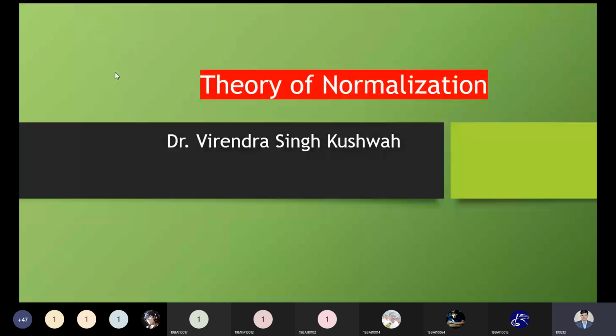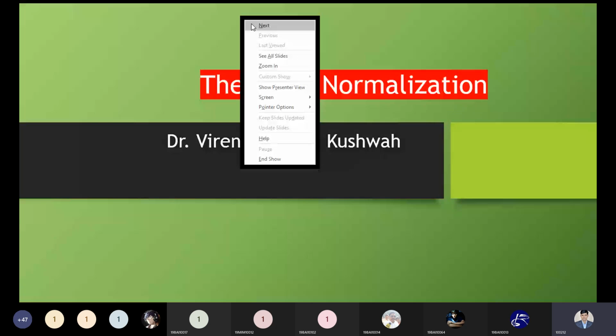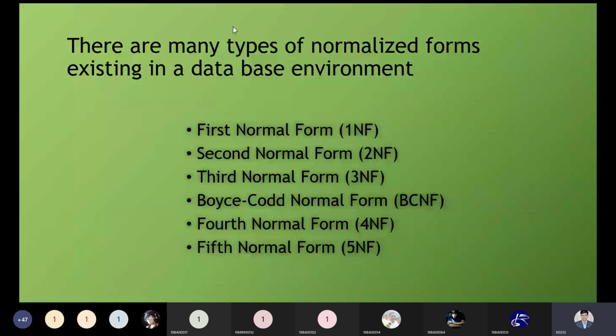We have some very important points here. We have the various relations, and from this point you can start understanding all the concepts properly. There are many types of normal forms existing in the database environment: first normal form, second normal form, third normal form, BCNF, that is Boyce-Codd normal form, fourth normal form, also known as multi-valued attribute normal form, and fifth normal form, also known as PJNF, the projection normal form.